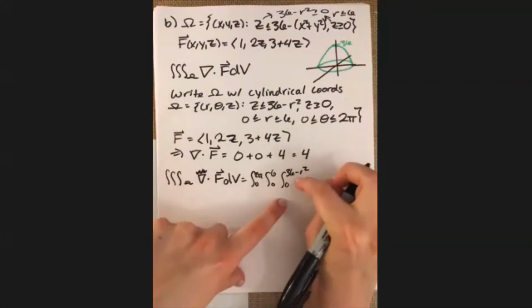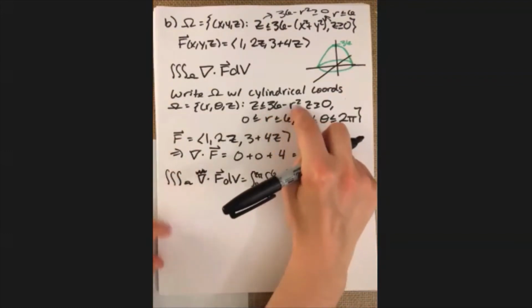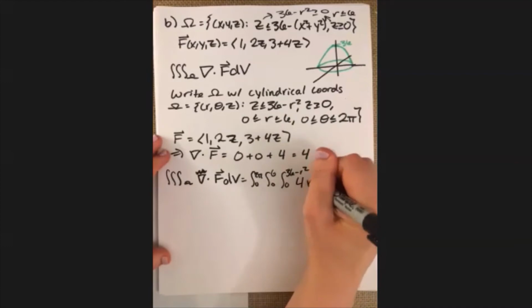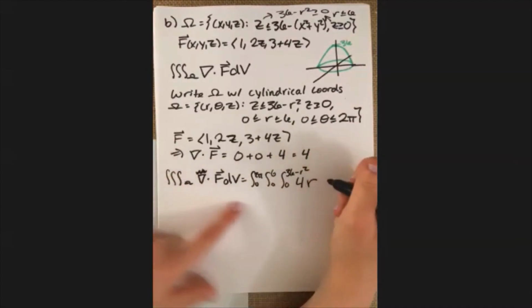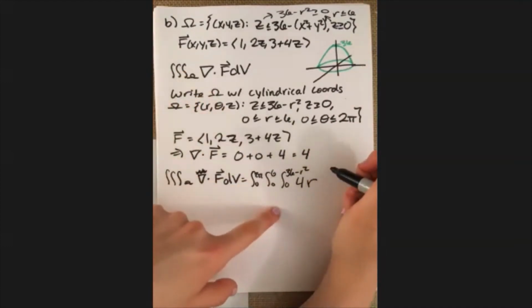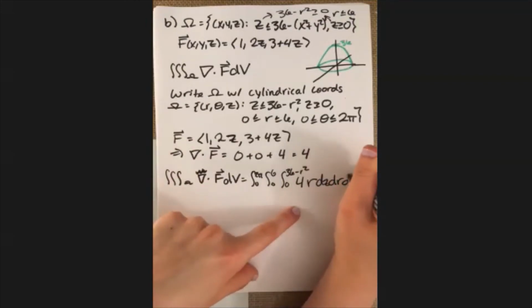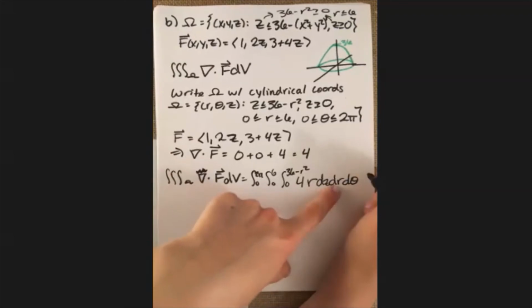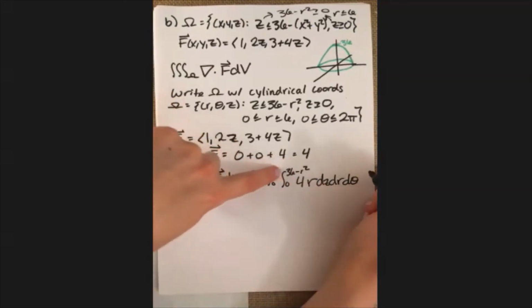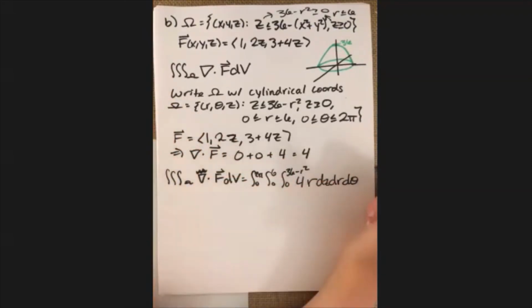Notice that this one has to be on the inside because it's dependent on other variables. And then we have 4, and then we have r from swapping over to cylindrical coordinates, and then we have dz, dr, d theta. Again, dz has to come before dr because the bounds of integration for z are dependent on r.